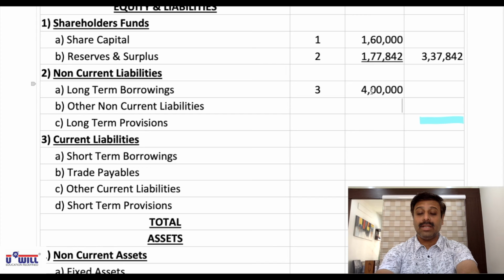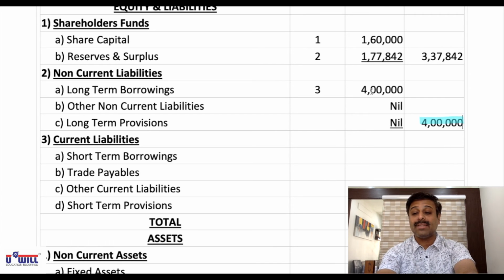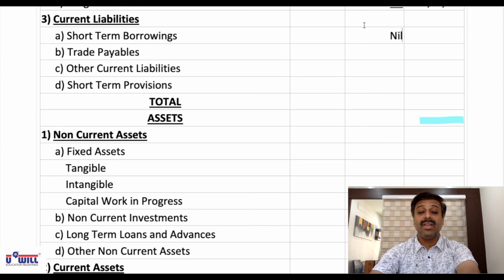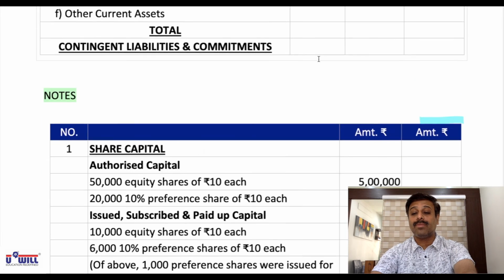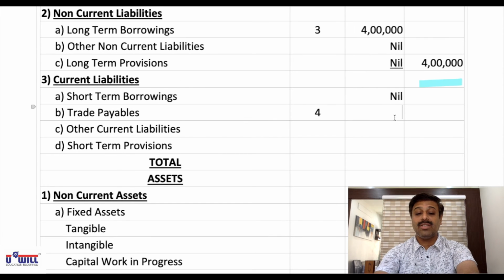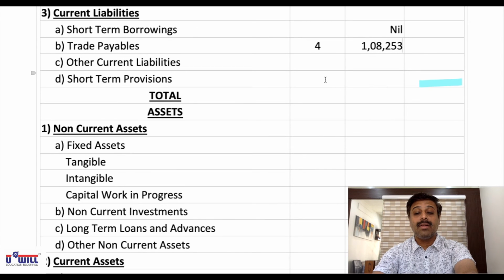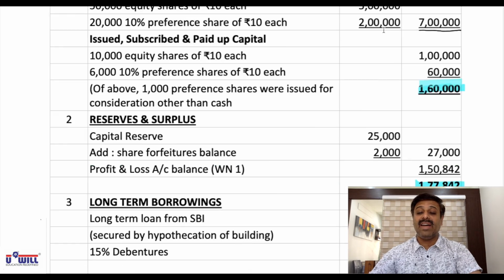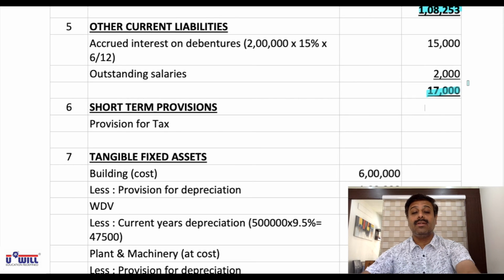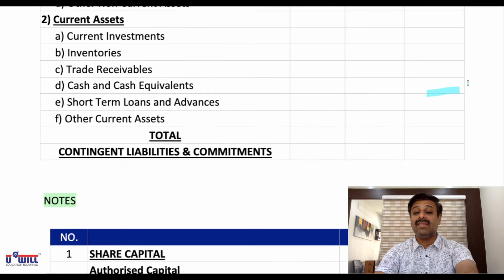Then we don't have other non-current liabilities. We don't have long-term provisions, total also 4 lakhs. Then short-term borrowings, we don't have. Trade payables from note number 4 are 108,253. Then other current liabilities from note number 5, 17,000.